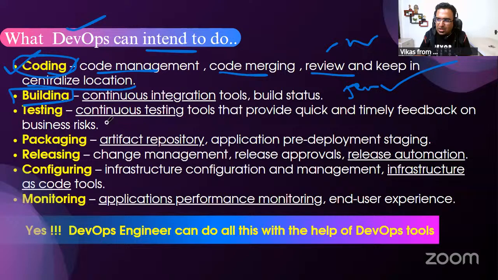Test engineers will do their manual activity. Whatever automation testing should happen, we will configure again with the help of Jenkins, so that testing will also happen automatically. Yes, you are getting my point? In the coding part, in the building, or in the testing part, where the DevOps engineers are getting involved.